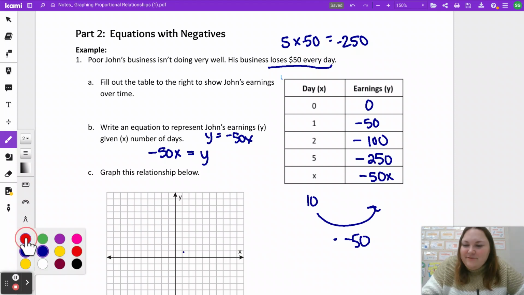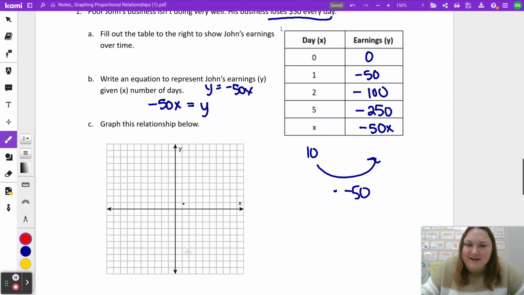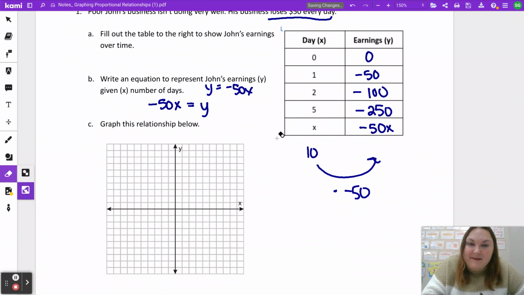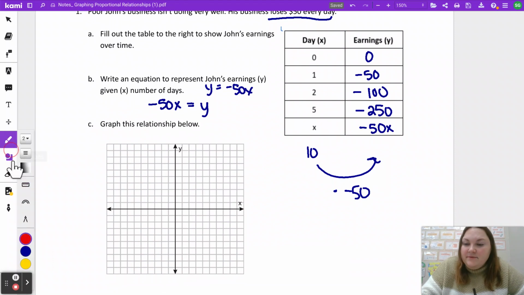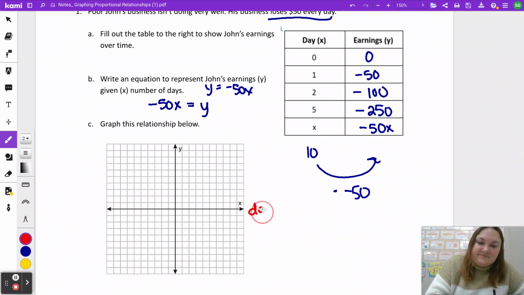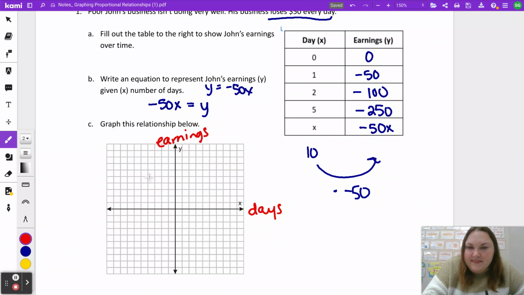In order to think through this a little more, I want to go ahead and get my graph set up for this problem. Based on the table, I can see that days are going to go on my x-axis, and my y-axis is my earnings. Also, based on my table, I'm seeing it's not going to be too bad if I keep each line on my x-axis as 1. So counting up 1, 2, 3, 4, 5, like that.